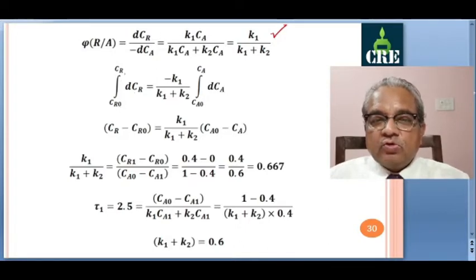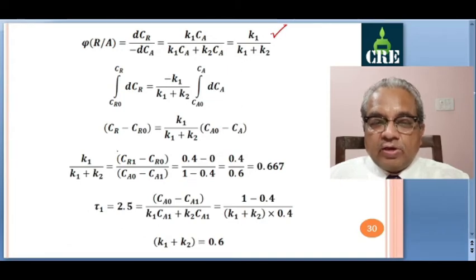So dCr, Cr0 to Cr, and Ca0 to Ca, minus dCa. So the minus sign is maintained: K1 by K1 plus K2, Ca0 to Ca. The dCr integral is Cr minus Cr0. For the minus sign, I reverse the order of integration, so it becomes Ca0 minus Ca, with a plus sign. So K1 by K1 plus K2 is nothing but Cr minus Cr0 by Ca0 minus Ca.